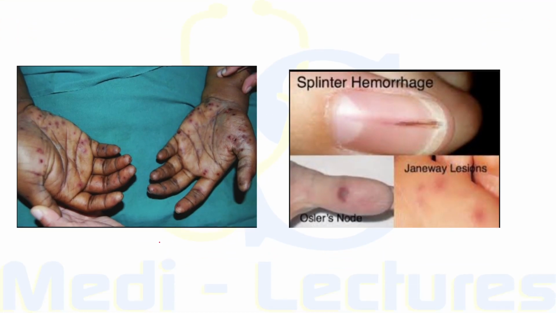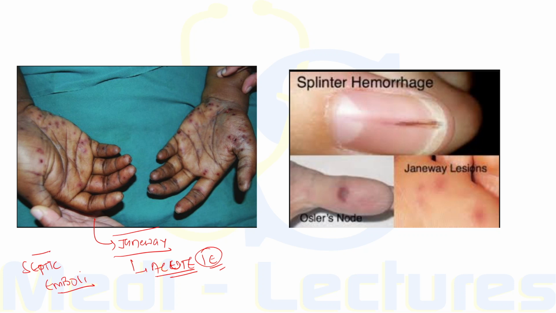Now this is the image showing Janeway lesions. These are the macular rashes which are non-tender, typically seen on fingers, palms and soles, and these are common in acute infective endocarditis. This is due to septic emboli. These are just the septic embolization of the thrombus which has formed in the heart. Then these are splinter hemorrhages, which is again due to septic emboli.